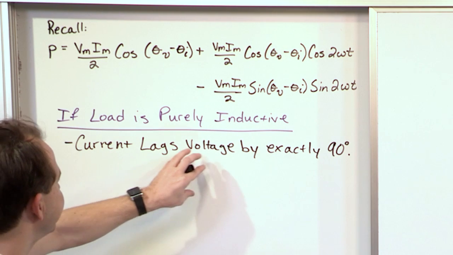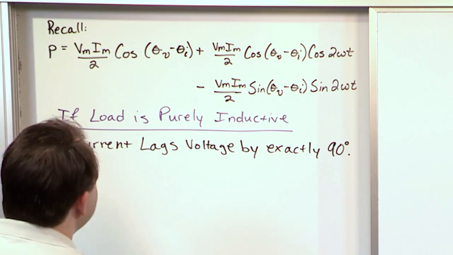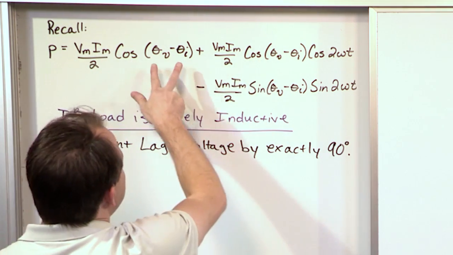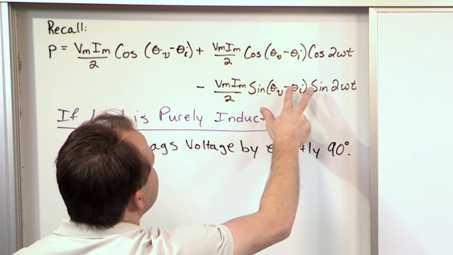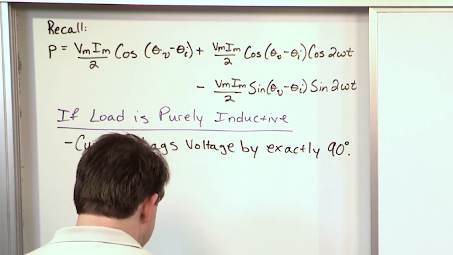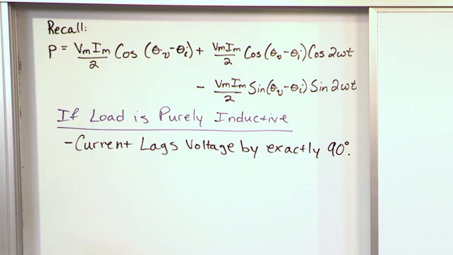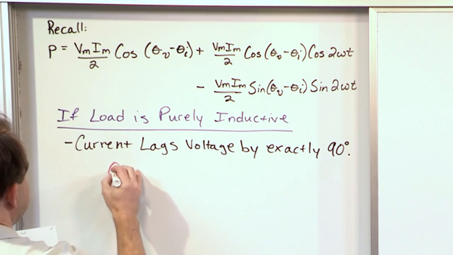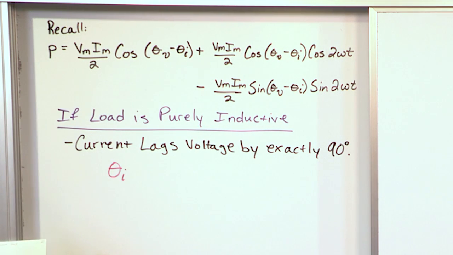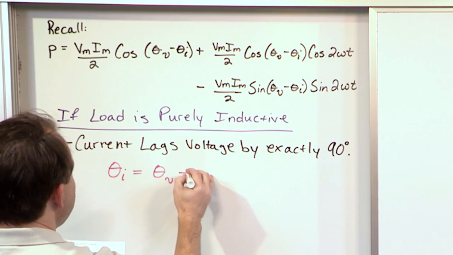The current lags the voltage across an inductive load when it's purely inductive. Now, why do we care about that? Because in this power equation, we have all these phase differences between the current and the voltage. So when we say the current lags the voltage by exactly 90 degrees, what we're really saying in words is the following: the phase angle of the current is equal to the phase angle of the voltage, whatever it is, minus 90 degrees.